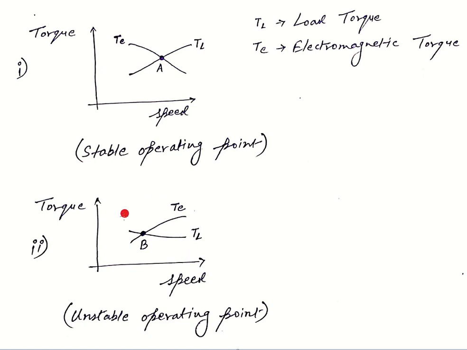So this operating point B in this system is not a stable operating point. We have seen these two cases, and from these two cases we can judge how to know which point is a stable operating point and which is an unstable operating point. Thank you.